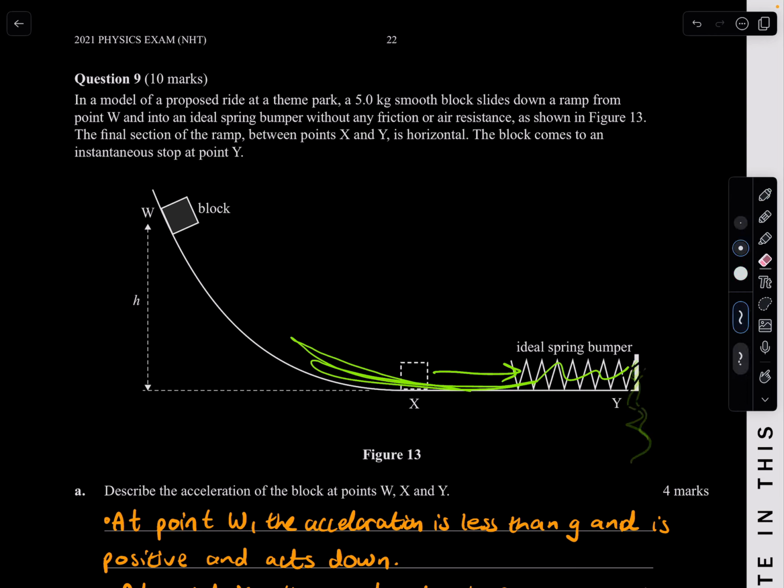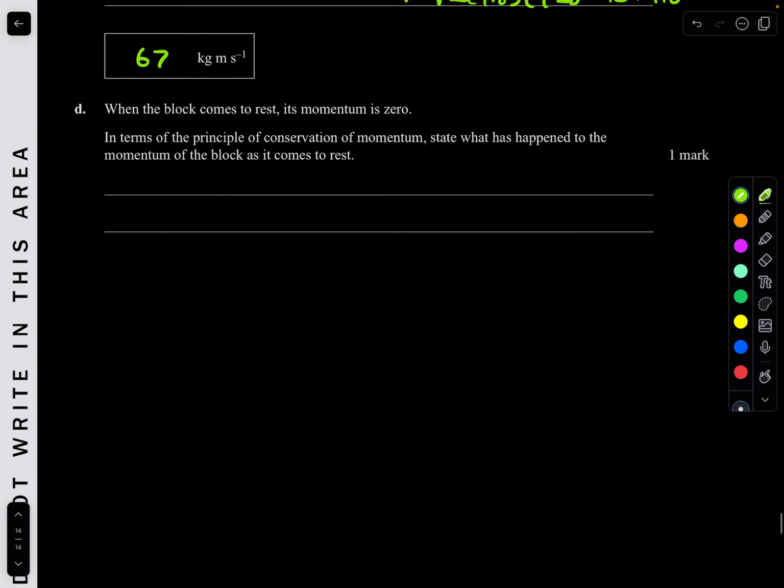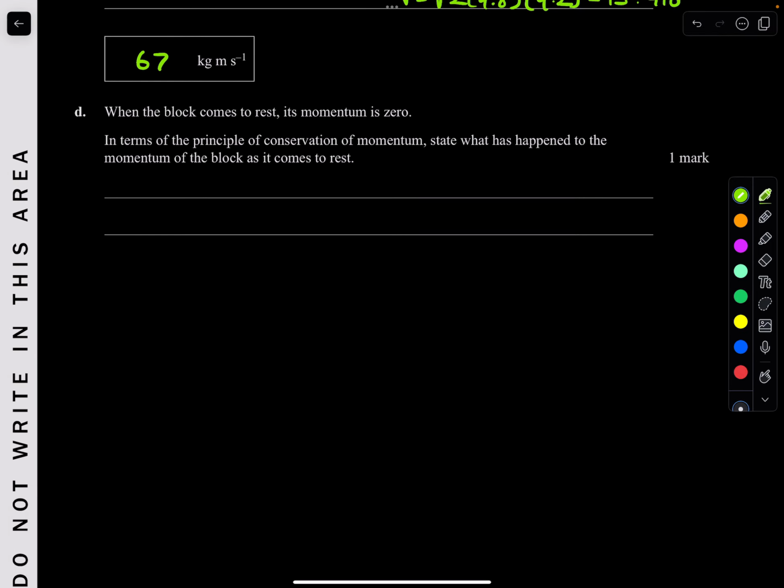I did remember this question. I remember doing it in one of those old exams, and it is a kind of hard one, but it's only 1 mark, so I wouldn't even worry about that. But just, if it's at 0, in terms of the principle of conservation, state what's happened to the momentum of the block as it comes to rest: all that momentum has gone towards the earth, or the earth's surface. So the momentum is transferred, not transformed to another energy, transferred to the earth's surface.